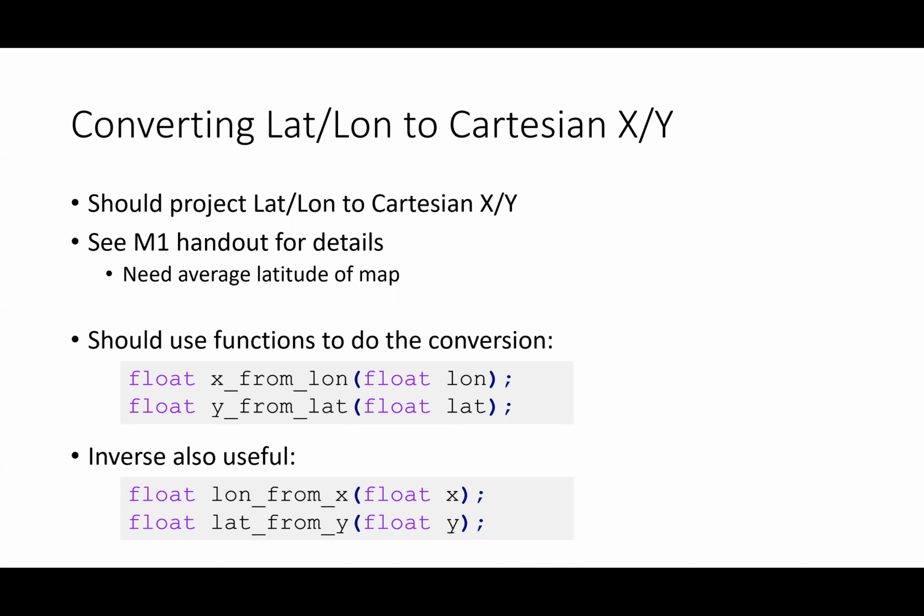So here's one way you could do it. X from longitude, Y from latitude. Or maybe you take a latitude longitude pair and you convert them both at once. Doesn't matter, but don't scatter the calculations all over the place. Make sure you have helper functions. This isn't as important, but you might sometimes want the inverse: get a longitude from an X or a latitude from a Y. If you find that's useful, then you can write those functions too, but use helper functions.